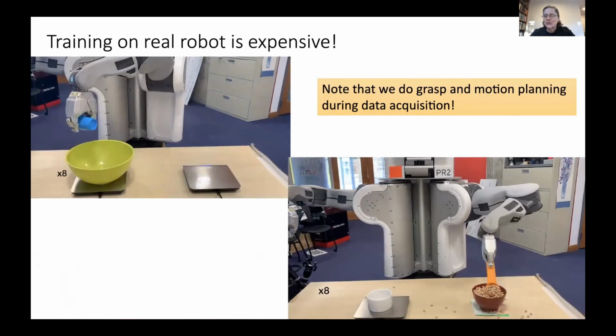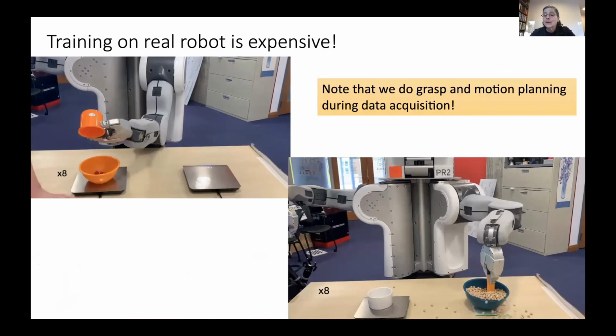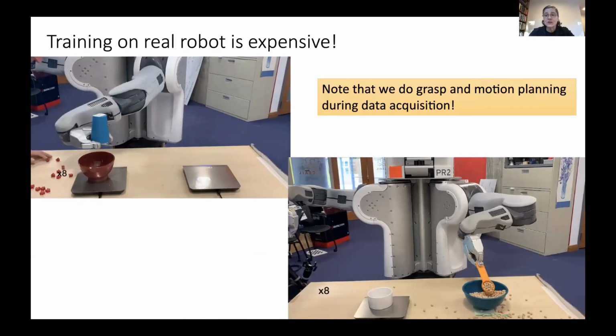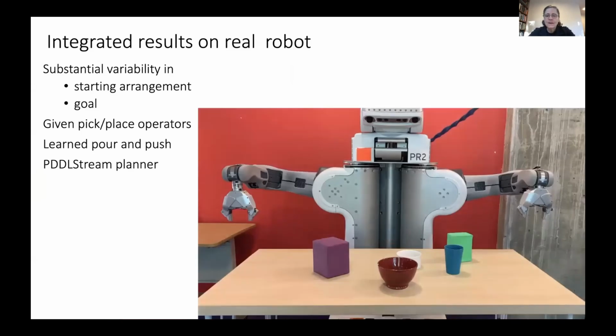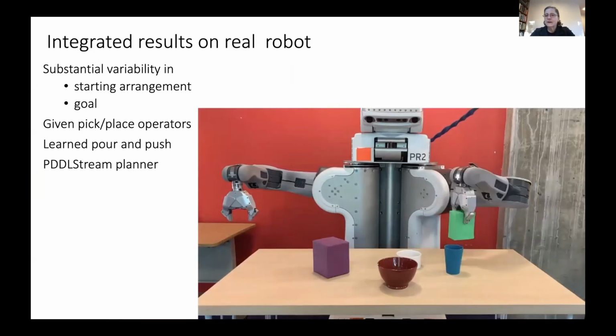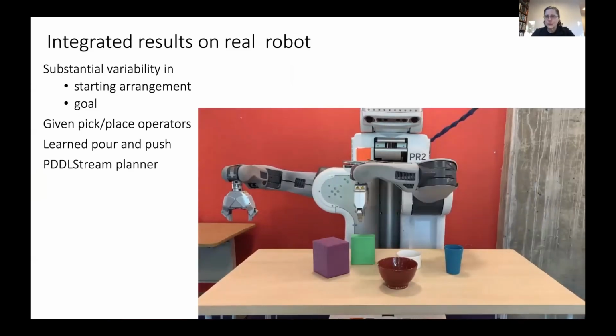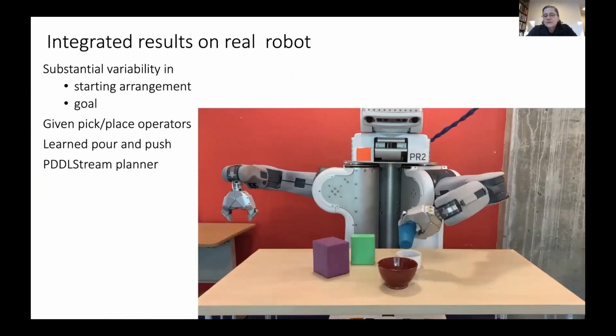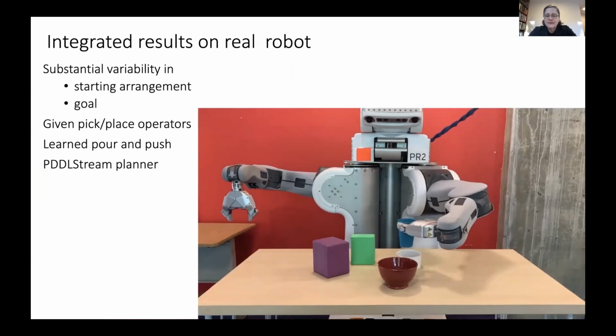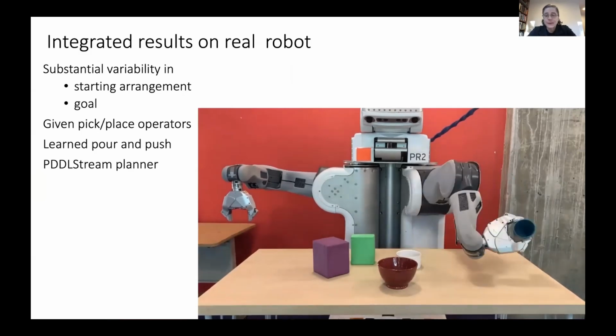So you want to do as few experiments as possible. But we also used planning actually during the course of gathering training data. So having learned operator descriptions, in this case for pushing and for pouring, we were able to integrate them into the planner. In this case, it's using the PDDLStream planner.